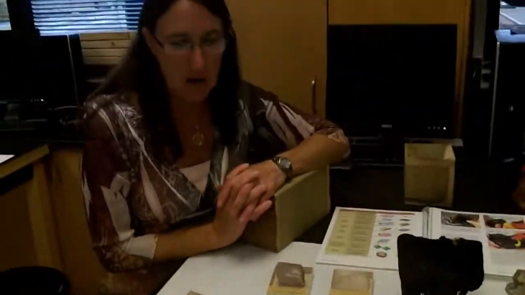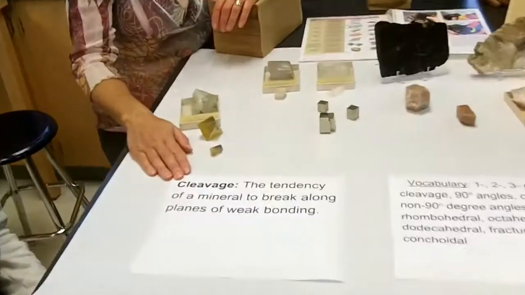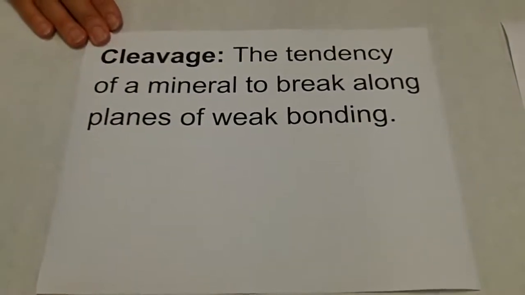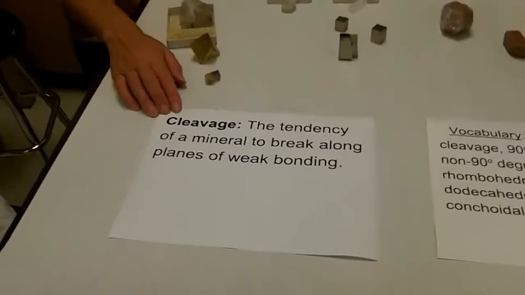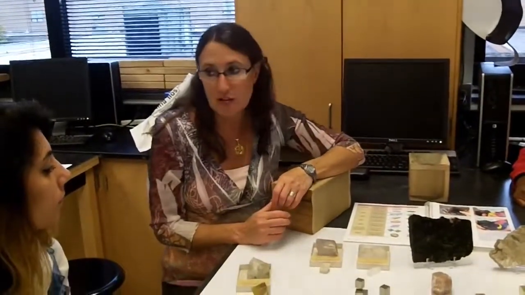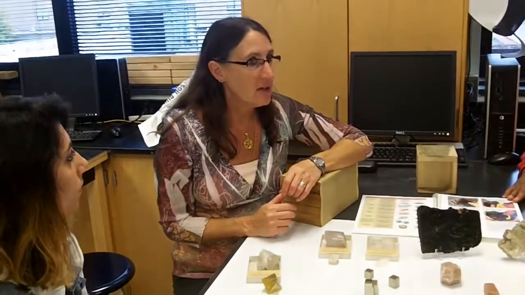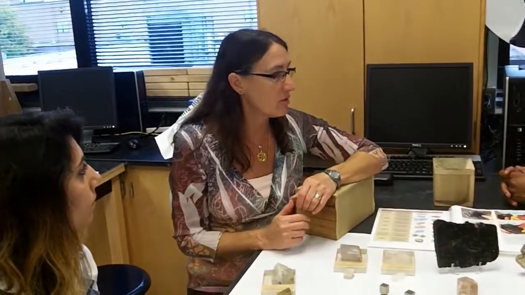Let's move on and let's talk about cleavage. So here we have the definition of cleavage. Cleavage is the tendency of a mineral to break along planes of weakness in the bonding structure. We could talk about the crystal structure, the internal arrangement of all the atoms if we wanted to. What we would find out is that atoms are arranged in a pattern where there are some weaknesses. And the way that they're weak shows up in the cleavage, shows up where they break.